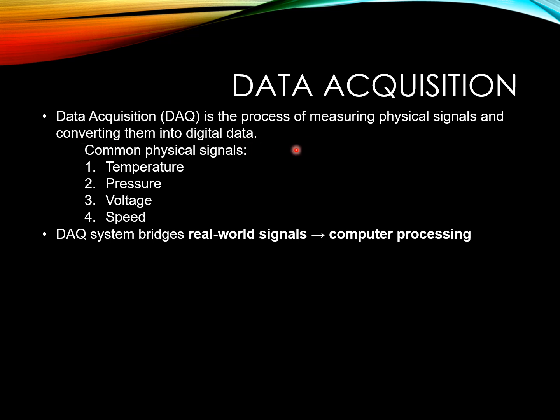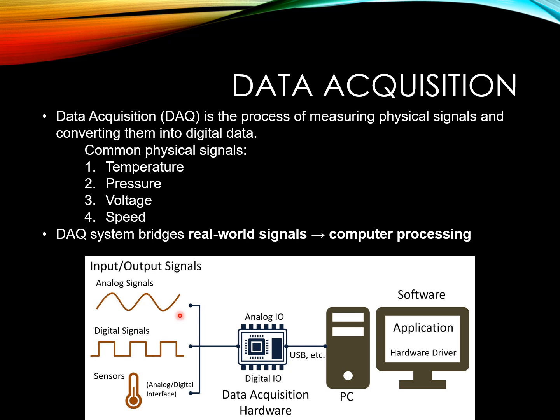Real-world situations have physical signals in the form of temperature, pressure, voltage, speed, and more processes running around us. These are sample physical signals which have to be converted into equivalent digital data to make a data acquisition system work. So DAQ will bridge these real-world signals to the computer process, as in this figure.